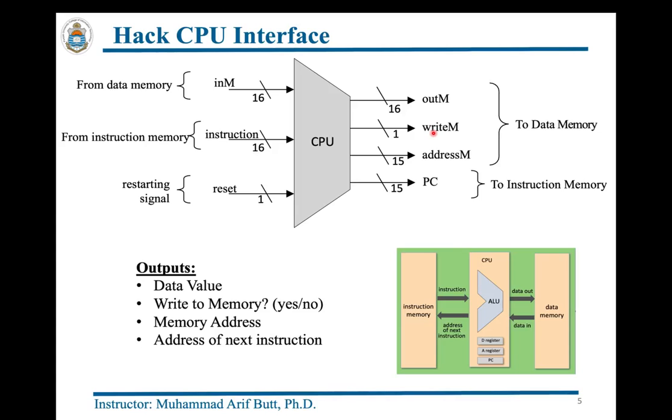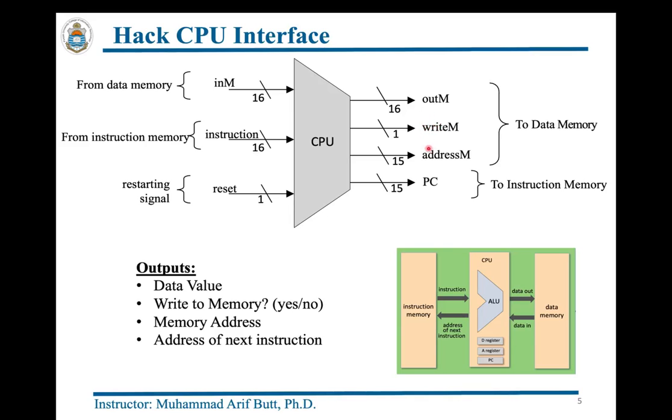This second output is a single bit output named writeM, which is a load bit that enables the data memory for the write operations. This third output is the 15-bit address to the data memory. So these three outputs together decide the output of the ALU should be written to what address of the data memory, and this is the write enable bit of the data memory.